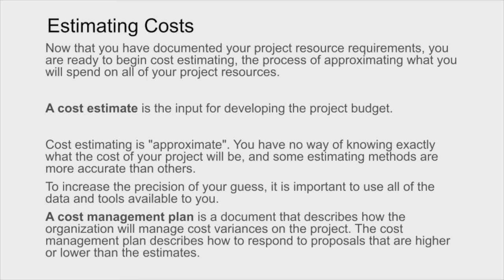We try to increase the precision as close as possible, and really that is going to flow into something called a cost management plan, which is really a document that describes how the organization is going to manage the cost variances if they happen. And the cost management plan really describes how to respond to proposals that are higher or lower than the estimates.